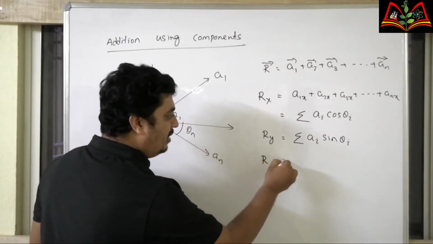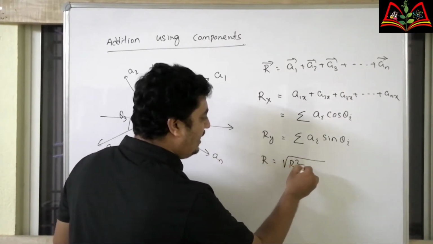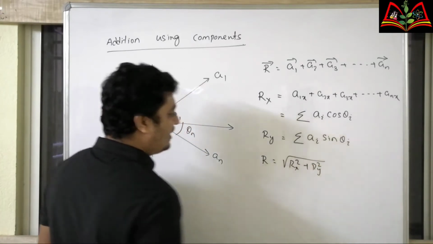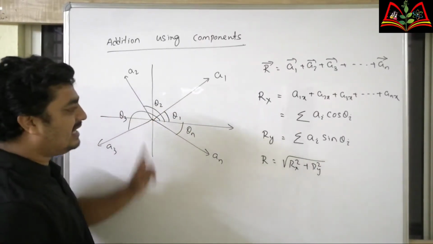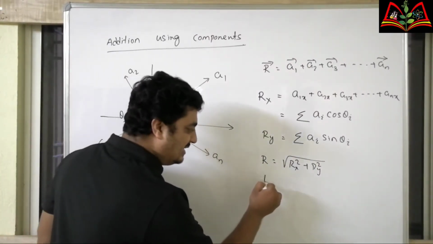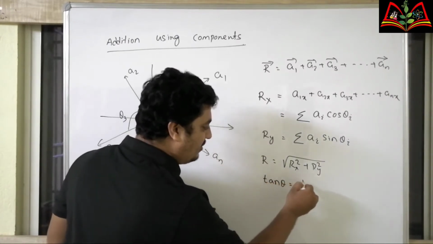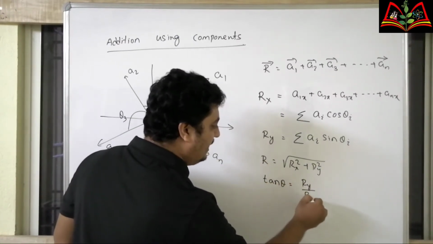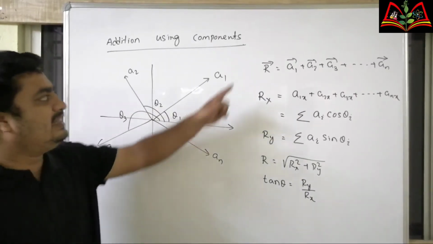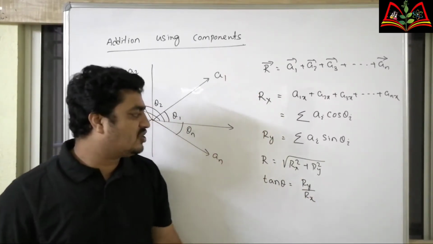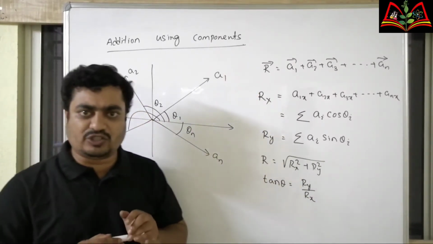So now r equals root over rx square plus ry square. And if r makes an angle theta with the positive x-axis, then tan theta equals ry by rx. So in this way, we can find the resultant using resolution.